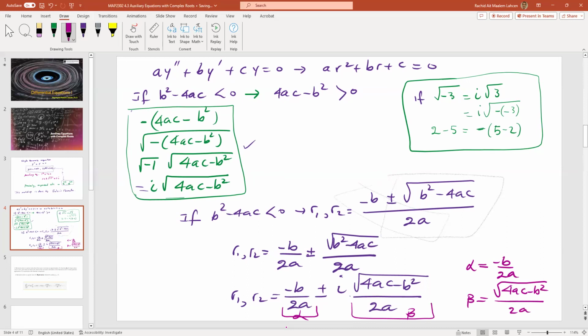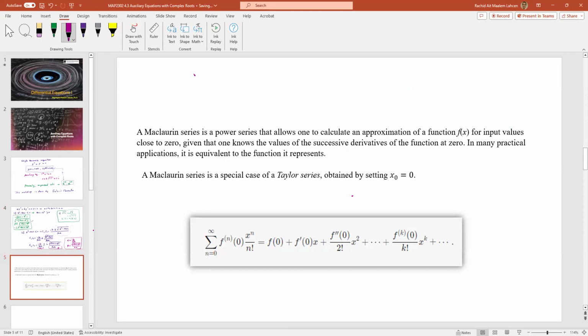So we're going to introduce these, which give us to write R1 as alpha plus I beta here, and R2 is alpha minus I beta. Okay. And of course, I is square root of -1, and we put what alpha is and what beta is. And we're ready to keep going.